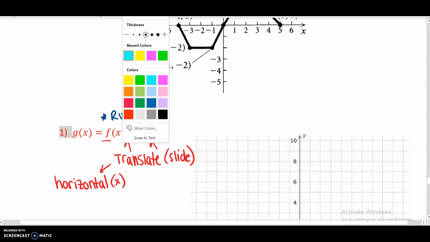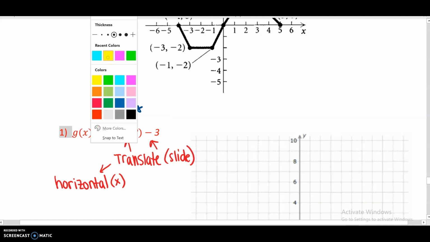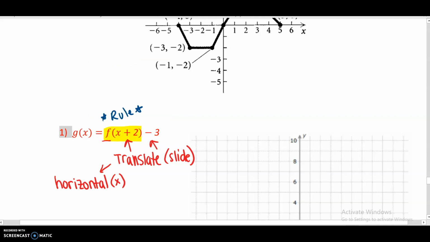Now, this minus 3 is attached to f of x, or to the function as a whole, which we know that y and f of x are kind of like saying the same thing. So it's really attaching the minus 3 to the y values. This minus 3 is going to be a vertical translation, which is the y values.